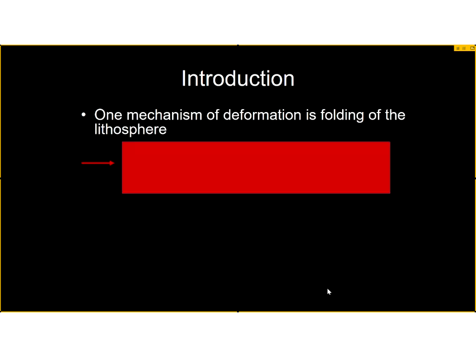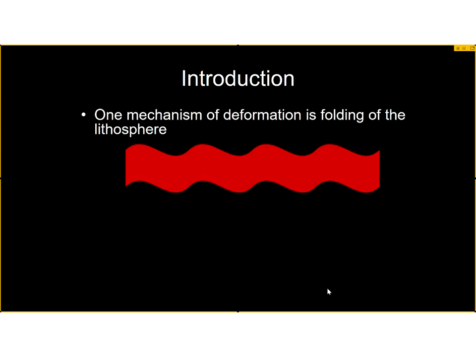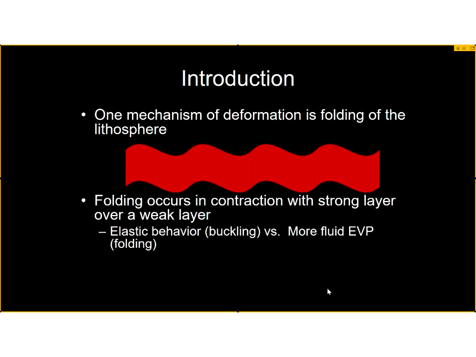There are lots of different ways to deform a lithosphere, and lithosphere I just define as the part that you would stand on, up to a certain depth that behaves mechanically similar. One thing that I like to look at is folding, which is basically accommodation of strain in contraction. So you get a rectangular surface and you turn that into periodic topography. This occurs when you have a strong layer over a weaker layer.